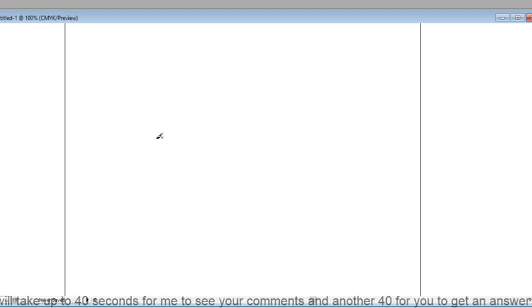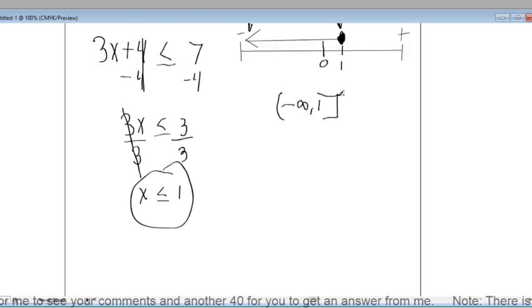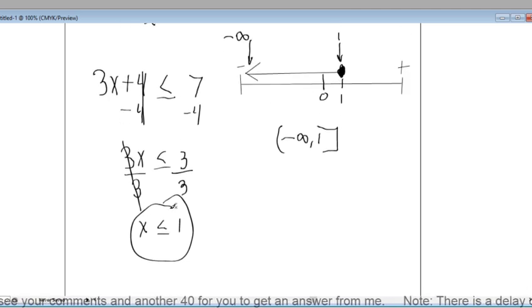I got a question here, so I'm going to take a pause. Now, does the 1 get a bracket because it is a less than or equal to sign? Yes! Again, what we're saying here is that x could be less than or equal to 1. So when we graph it, we have to put that solid dot here to show that we can be equal to this 1 right here. And the 1 gets that bracket because, again, we can be equal to it.